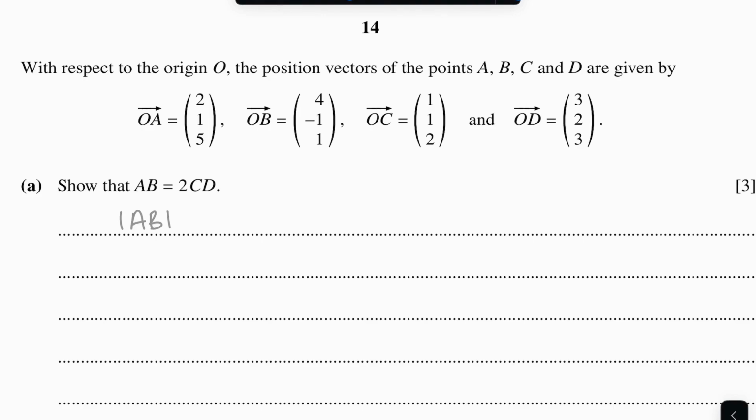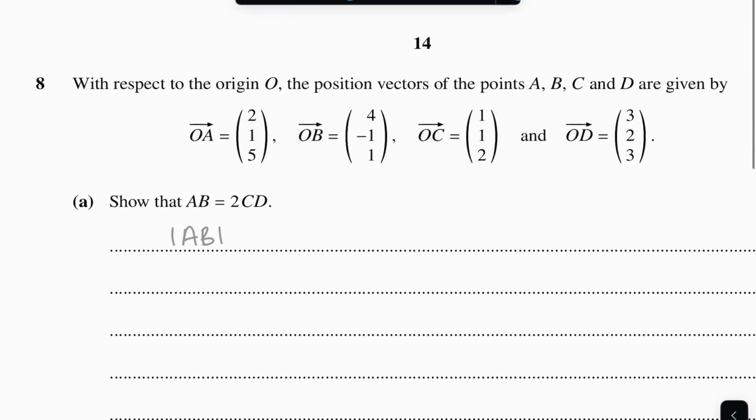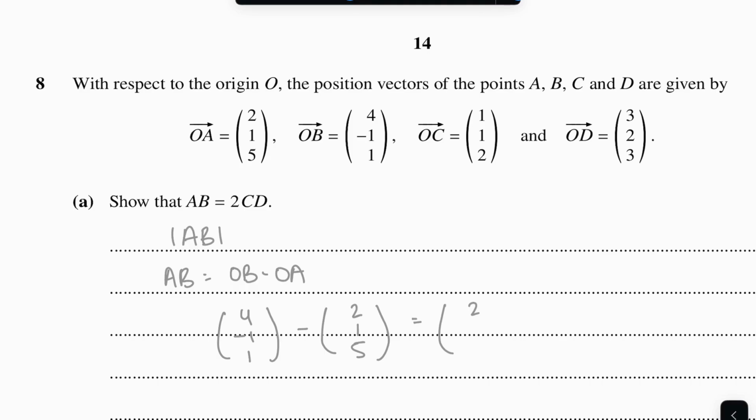But first we need to find what AB is. So that is also very simple. Now AB is OB minus OA. So that is 4 minus 1, 1 minus 2, 1 minus 5. So that should be 3, minus 1 and minus 4.